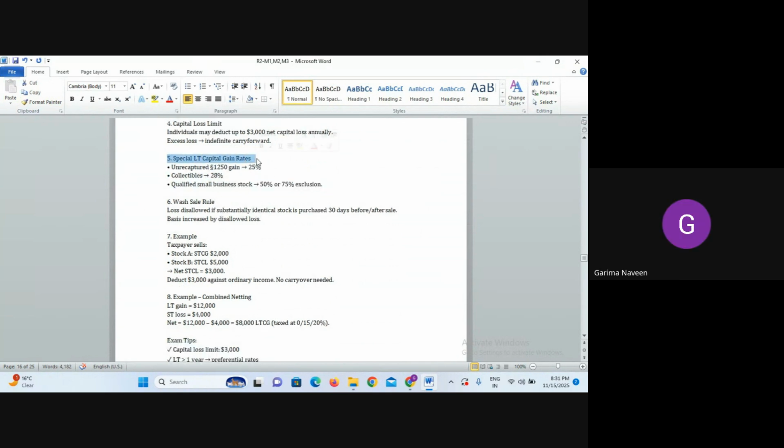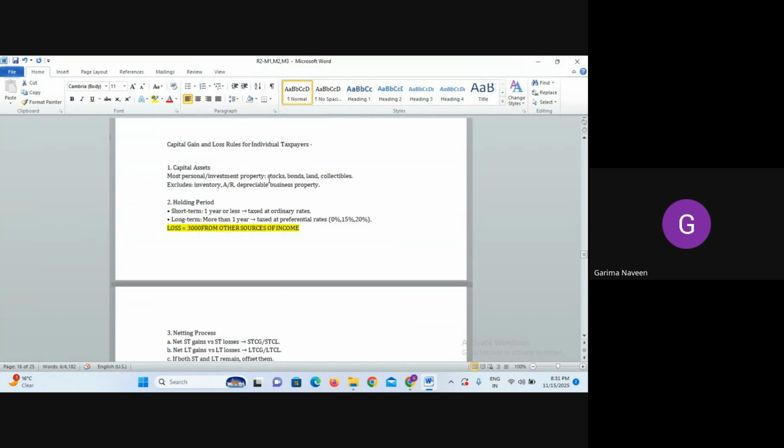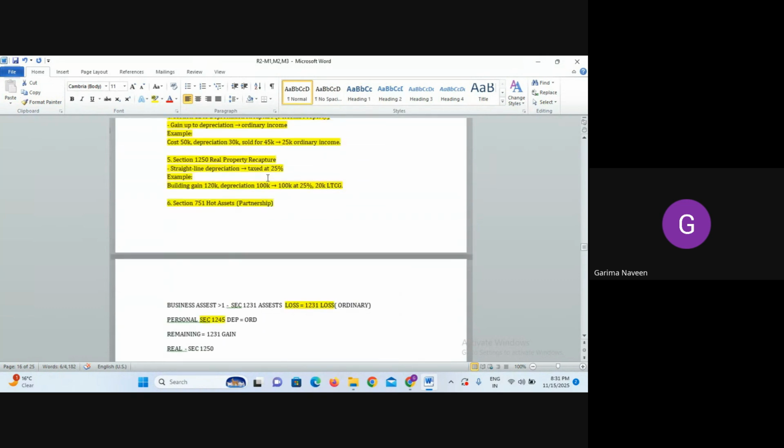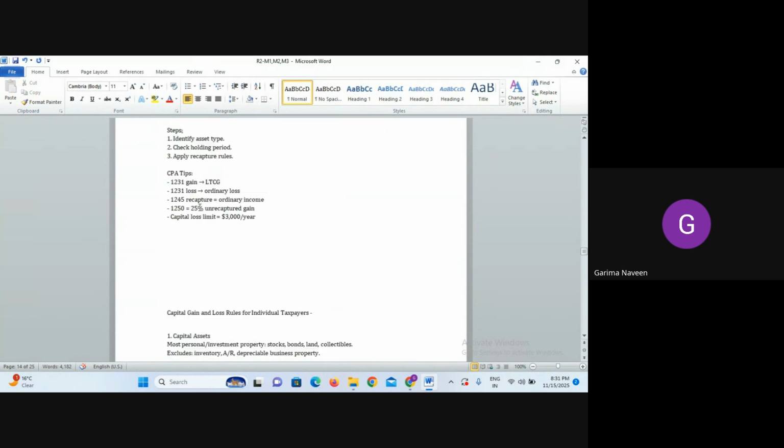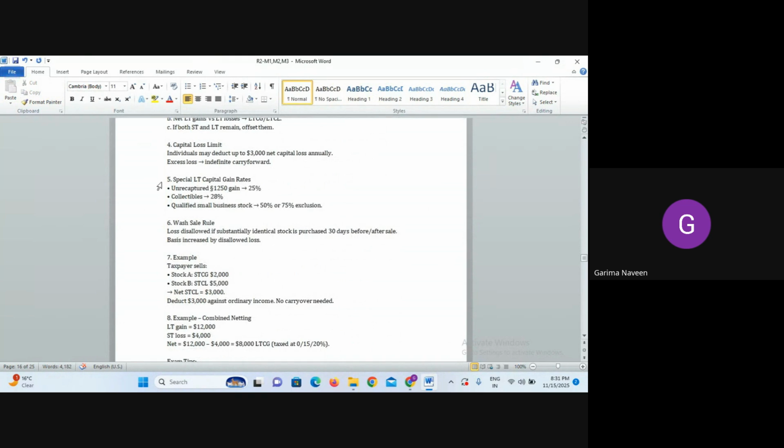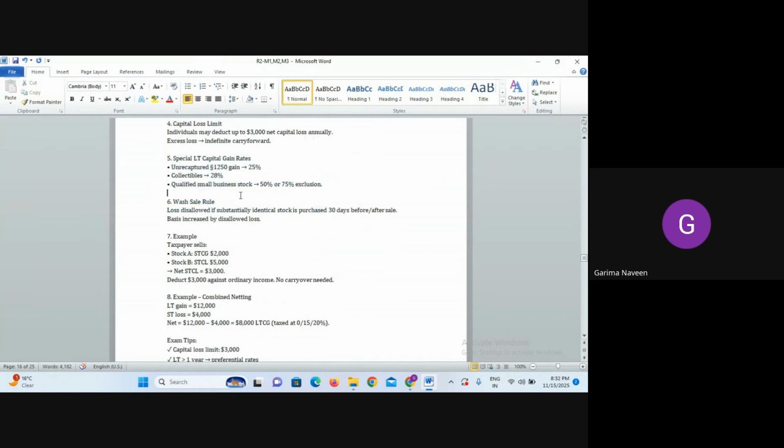Special long-term capital gain rate. This is for the business property which we classified under section 1231 asset. Okay. So it will be in your TCP, no problem. Unrecaptured section 1250 is at 25%, collectibles is at 28%, qualified small business stock it is at 50 or 75% exclusion.